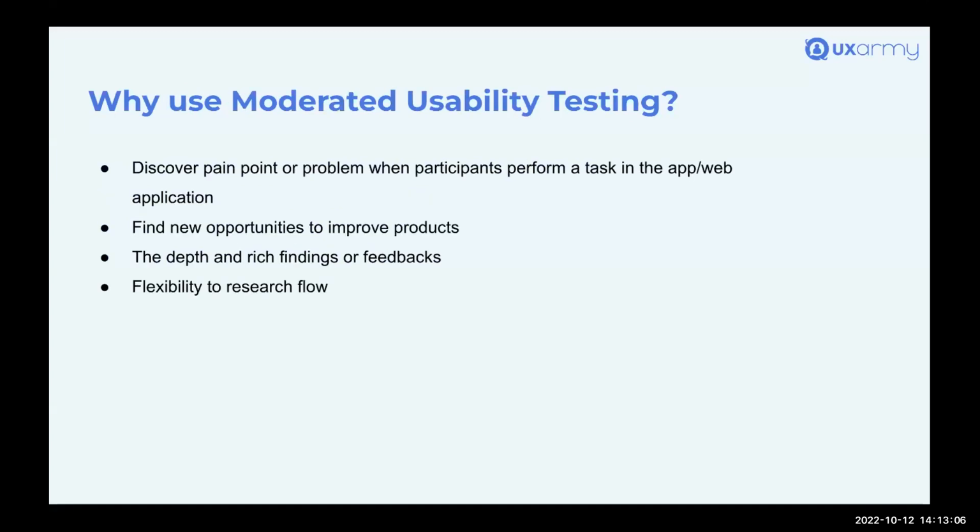And why do we use moderated usability testing? Firstly, we try to find and discover pain points or problems when participants perform a certain task in the live app or maybe a prototype, and also find new opportunities to improve the product, and we also get rich and in-depth feedback from the participant. And there will be flexibility in the research flow, meaning that you will be able to have more than one flow in the product or prototype that you are testing.